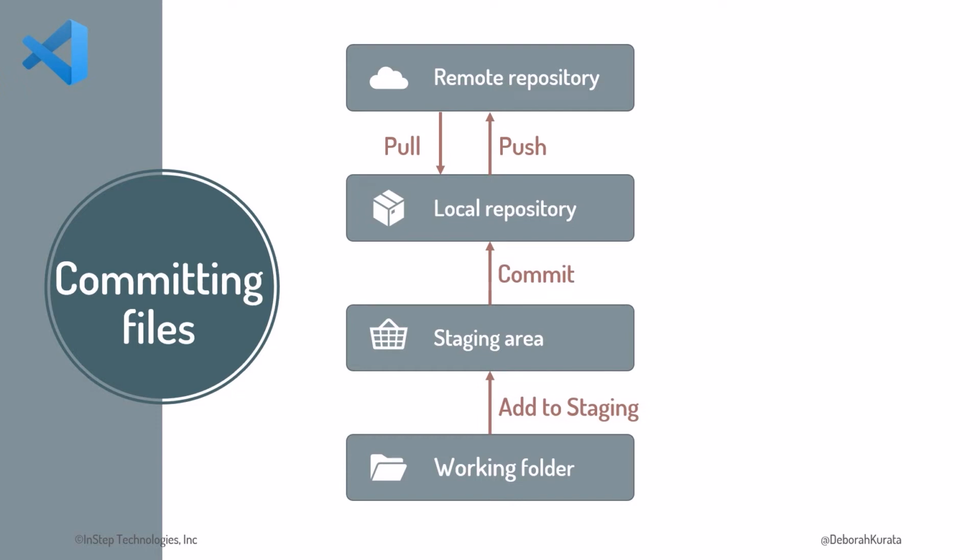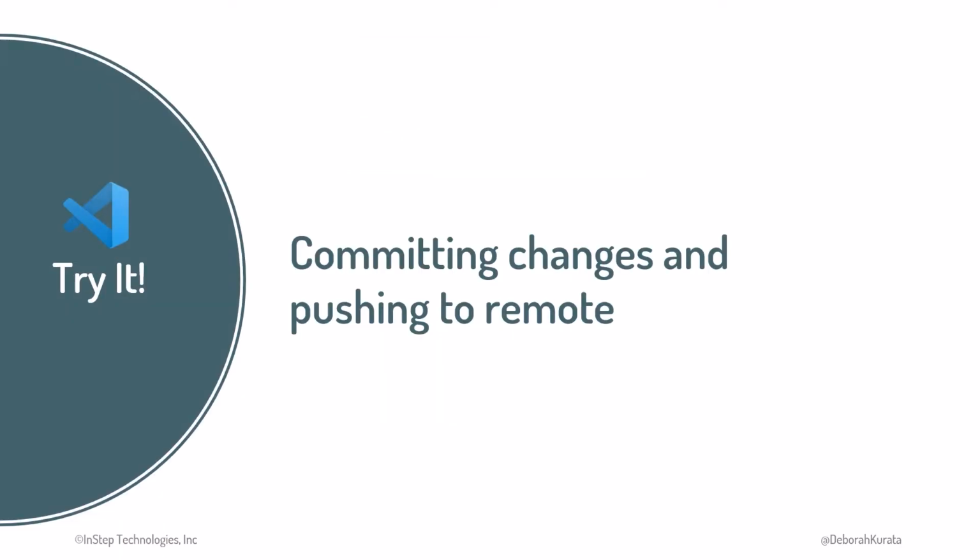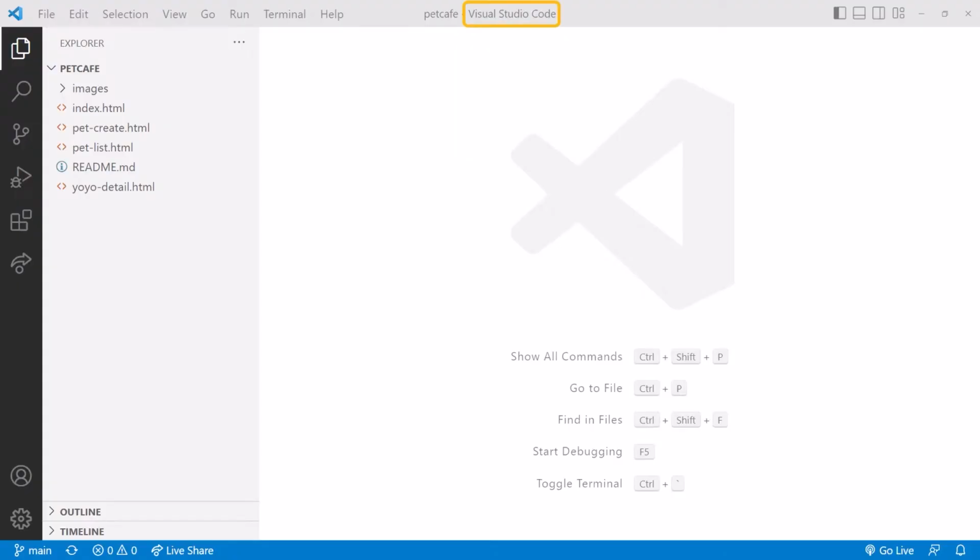For your reference, here again is the process for committing files and pushing them to our remote repository. Let's see how to do these steps using VS Code. Within VS Code, we'll edit some files, commit the changes to our local repository, and push the changes to our remote repository on GitHub. Here is VS Code with the Pet Cafe folder open.